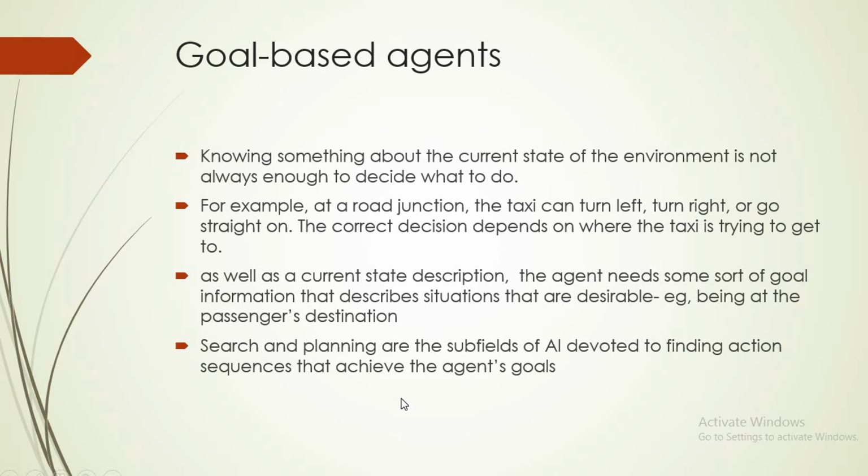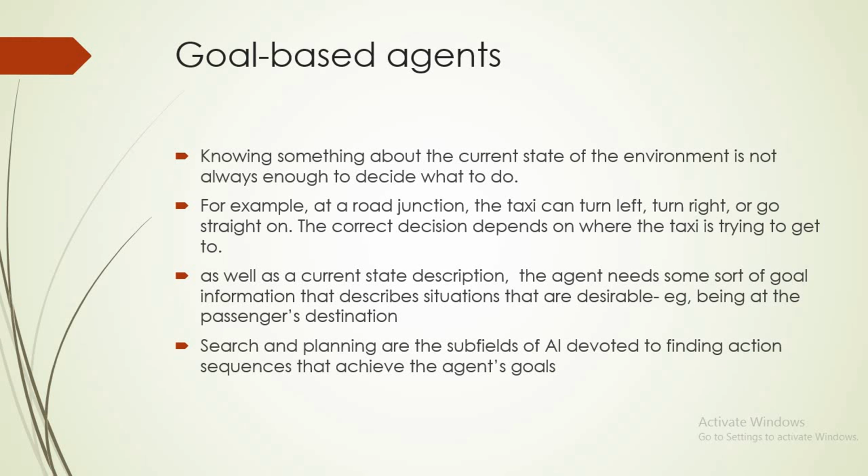So the other form of agent are goal-based agents. This one improves a little bit on the model-based one. Knowing something about the current state of the environment is not always enough for an agent to decide what to do. For example, at a road junction, the taxi can turn left, right, or go straight. The correct choice depends on where the taxi is trying to get to. There is now a goal here.